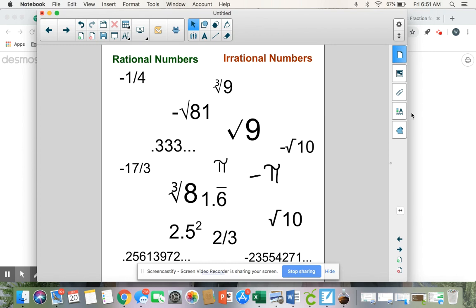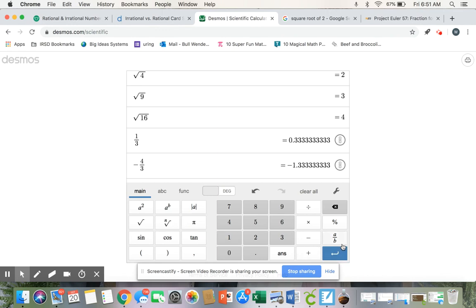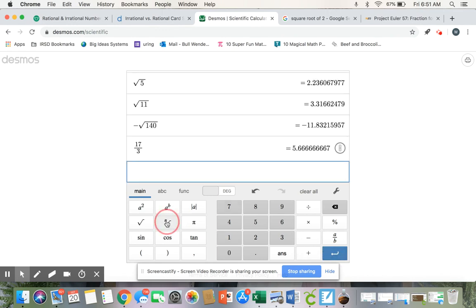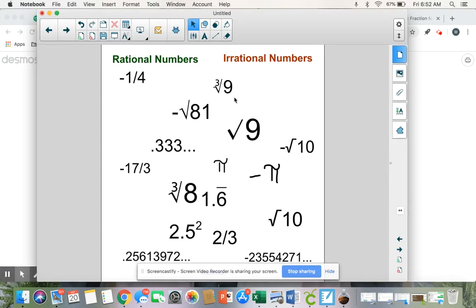Whereas here, the cube root of 9, in a calculator, I can go ahead and try that. So I'm going to do the cube root of 9. And that gives me this number right here, but I can't turn it into a fraction. There's no fraction button in the calculator next to it. I also notice that there's no real pattern to it. It just goes on and on and on. So I'm going to put the cube root of 9 under irrational numbers.